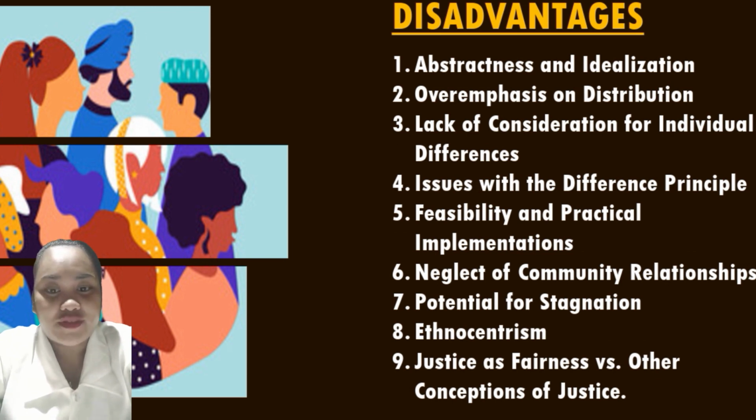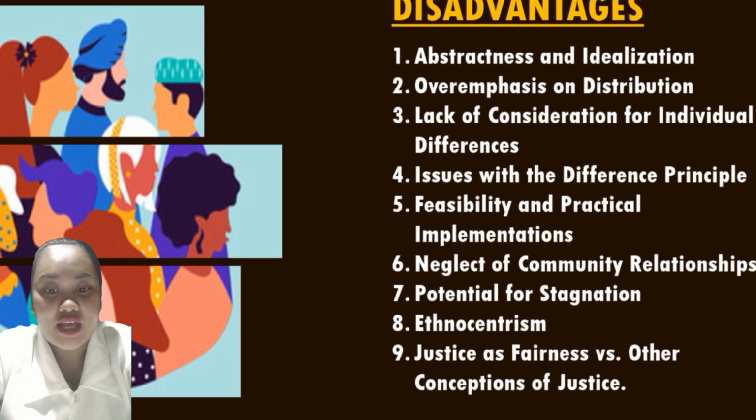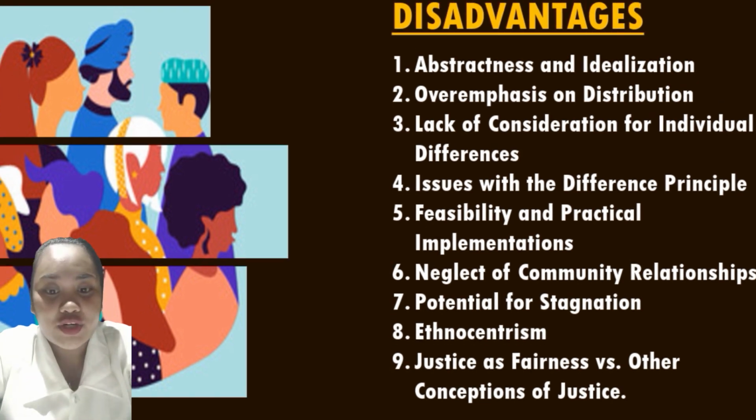I'm going to discuss the disadvantages of Rawls' theory of justice. John Rawls' theory of justice, particularly as articulated in his seminal work, A Theory of Justice, has been influential in political philosophy and ethics. However, several criticisms and disadvantages have been raised against it. First, abstractness and idealization. Rawls' theory is often criticized for being too abstract and idealized. It assumes a hypothetical original position and a veil of ignorance, which are not reflective of real-world conditions.